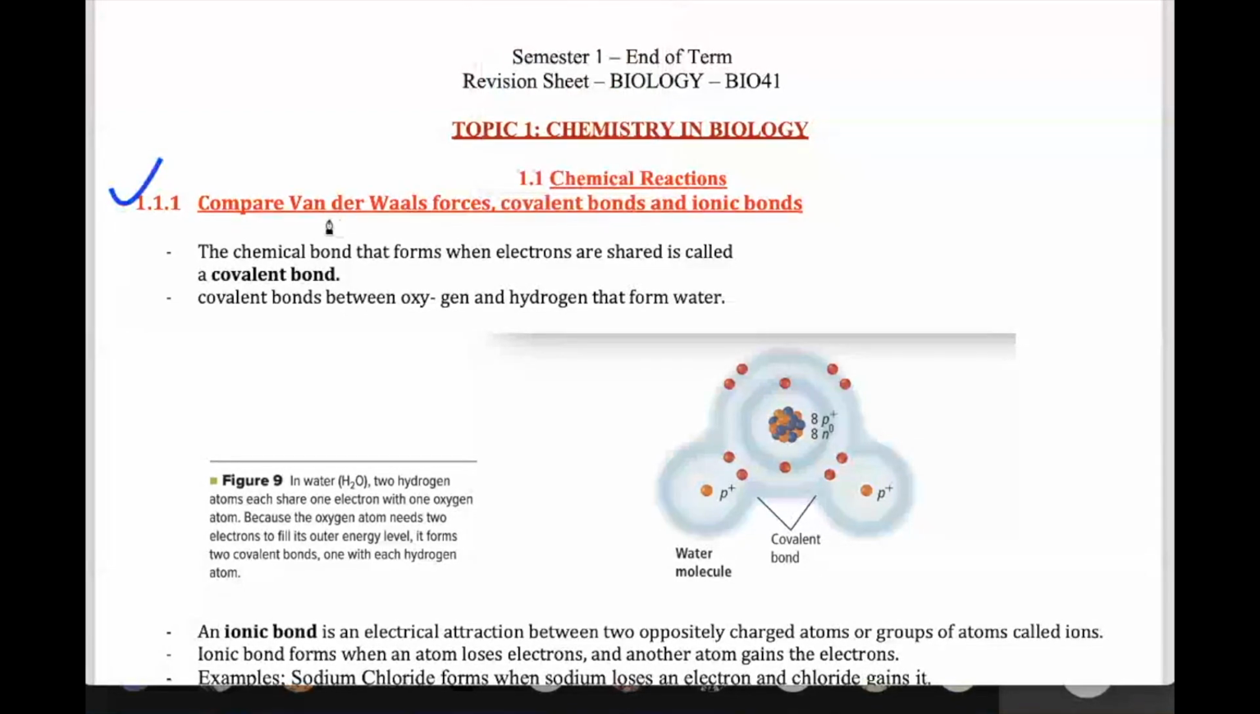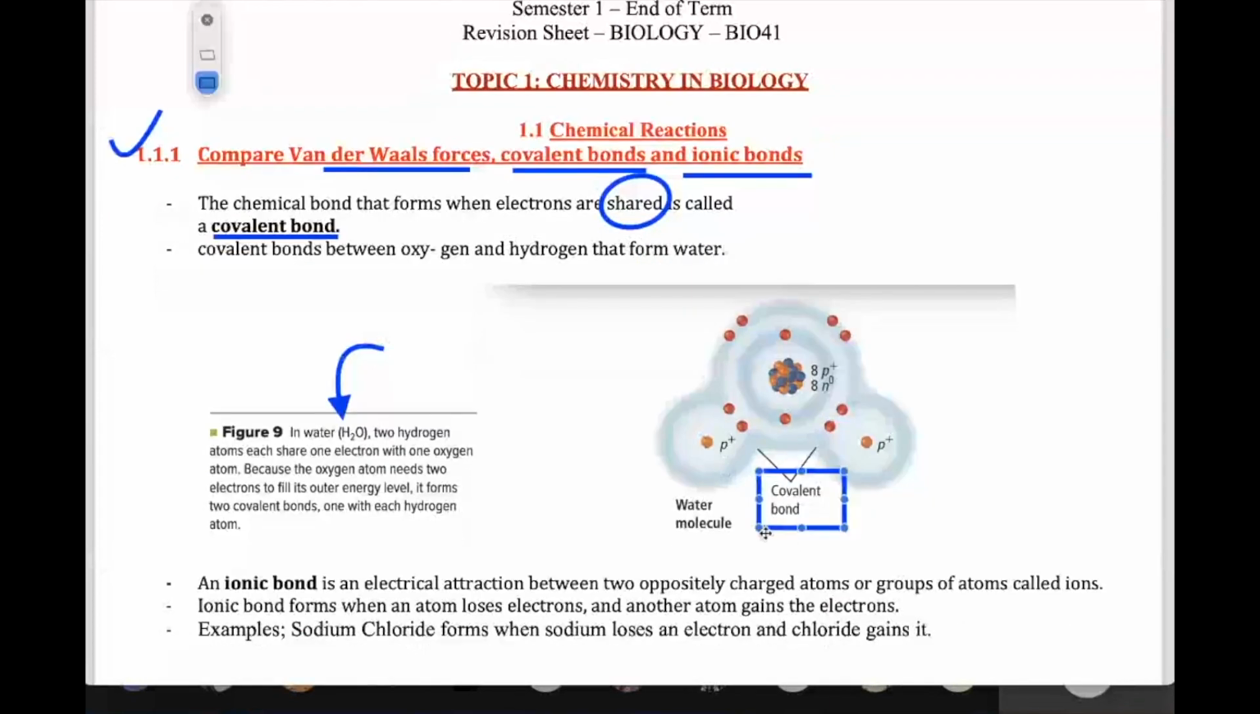Compare van der Waals forces, covalent bonds, and ionic bonds. So three things you have to clarify. There is a very easy way to tell the difference between them. If you see a word that says shared, like electrons are shared, it means that it is a covalent bond. The chemical bond that forms when electrons are shared, for example, in water, the electrons are shared between oxygen and the hydrogen of a water molecule. This is called a covalent bond.